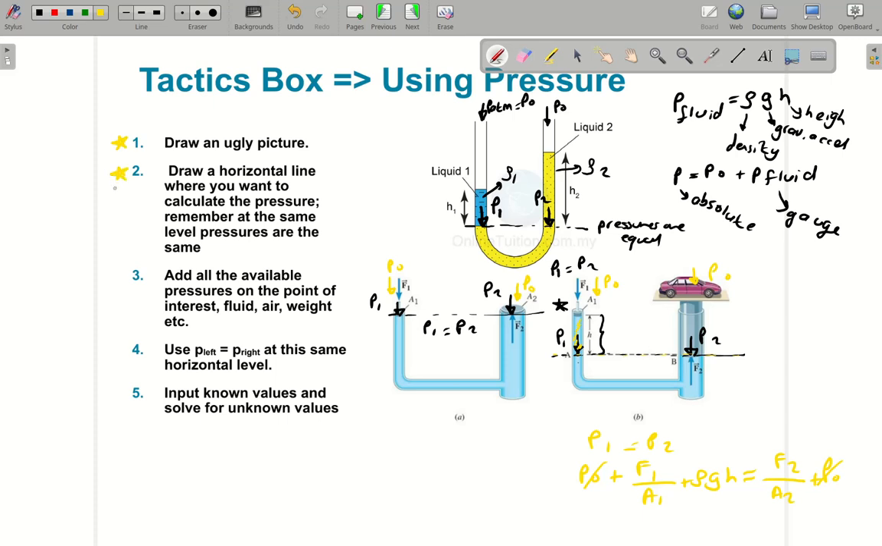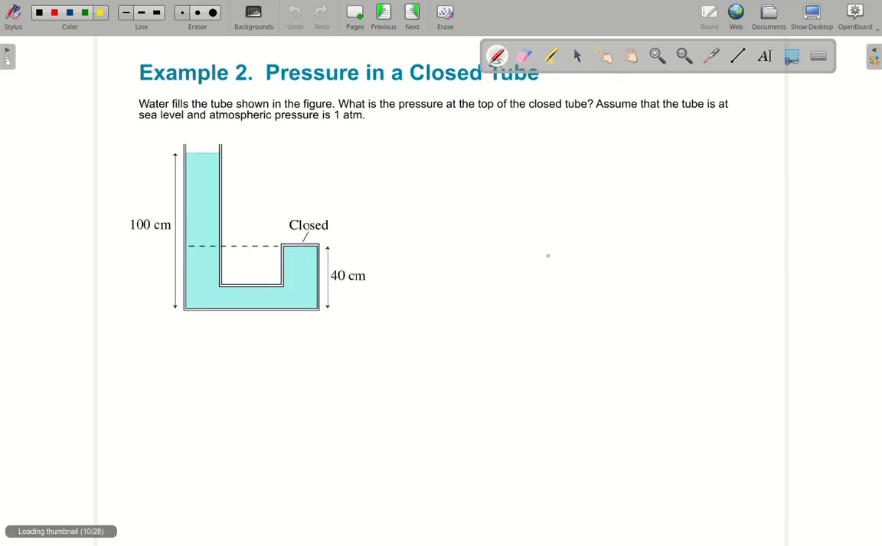Draw your horizontal line and apply the fact that pressures are equal at that horizontal line. And then write down your pressures. Say pressure on the left is equal to pressure on the right and calculate your values.